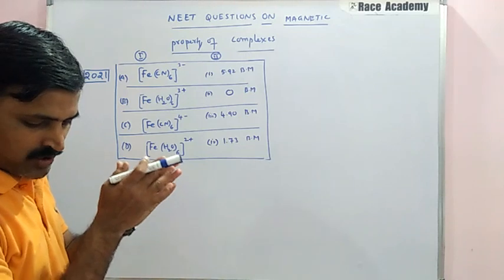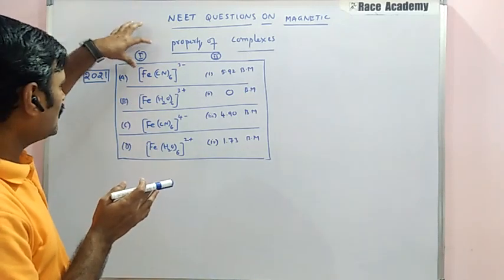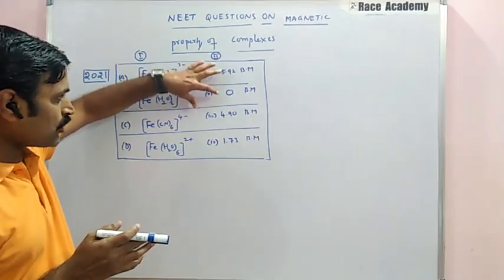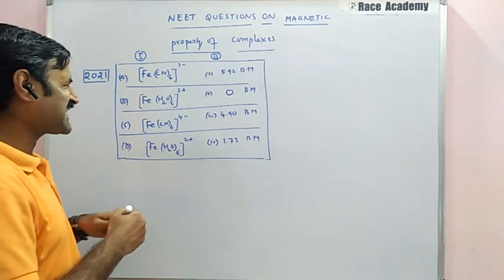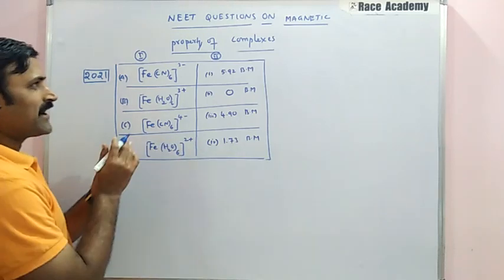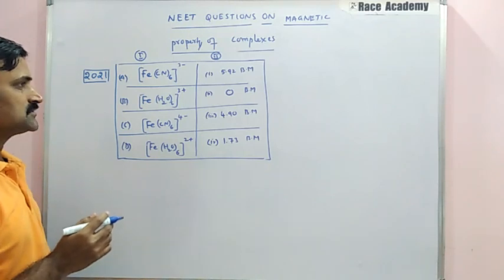That means they asked for the correct answer for that list. In list 1 they have given A, B, C, D, and in list 2 they have given Roman numbers 1, 2, 3, 4. So we have to find out the correct list after finding the mu value of these complex compounds.